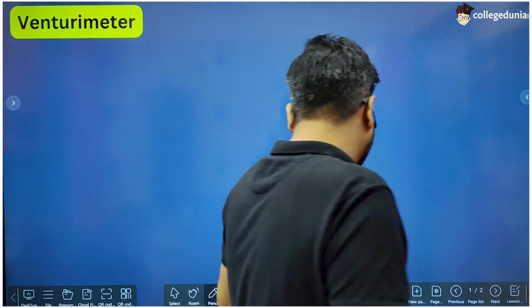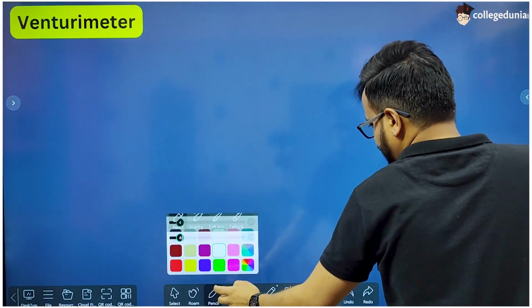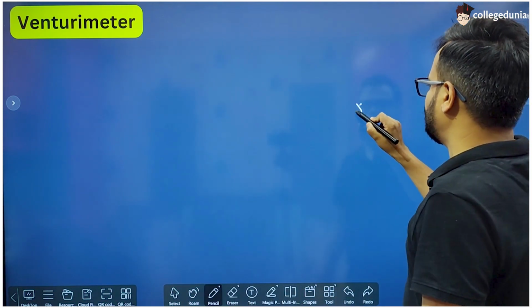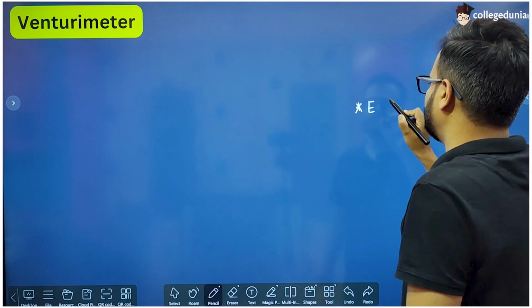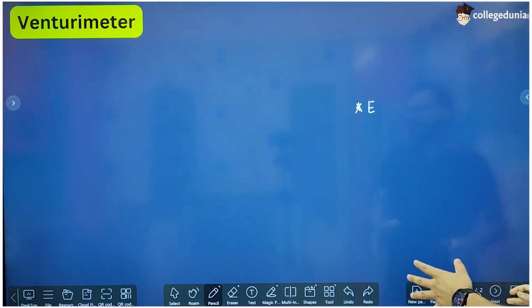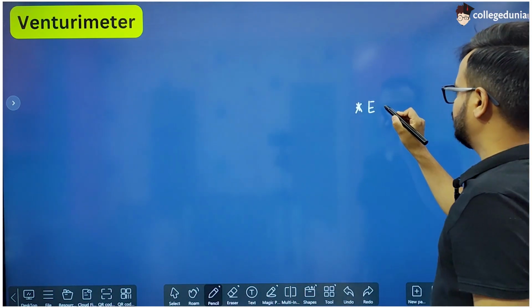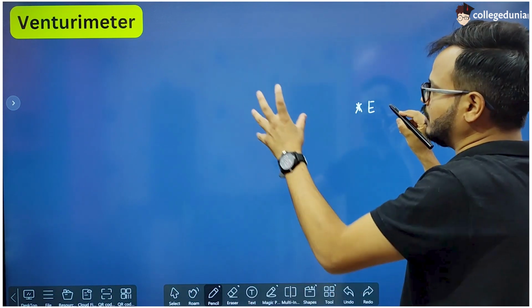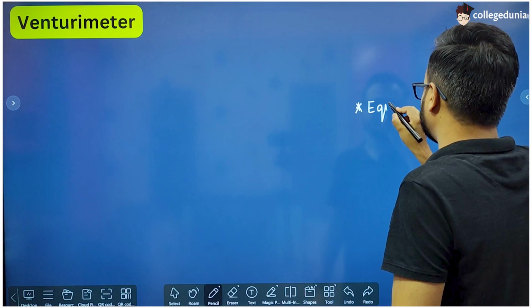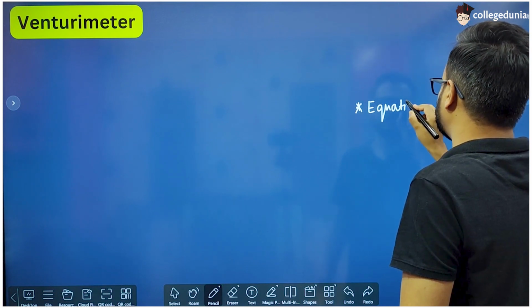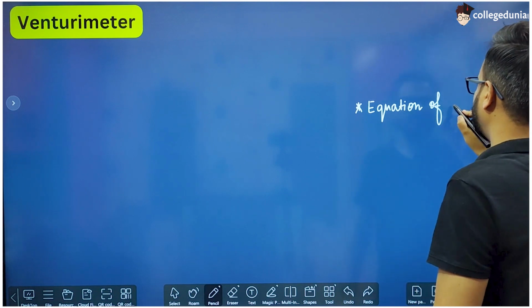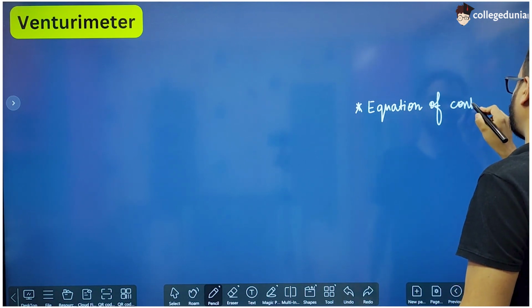There is another concept which is needed to understand the working of Venturimeter, and that is the equation of continuity. That's why I'm writing all these things on this side, because we have not actually started the working of Venturimeter. We are just studying the concepts that we need to understand the working. Equation of continuity.